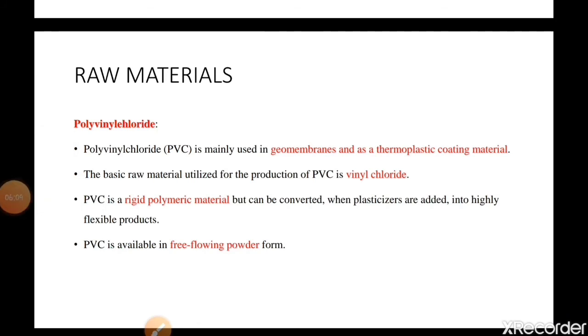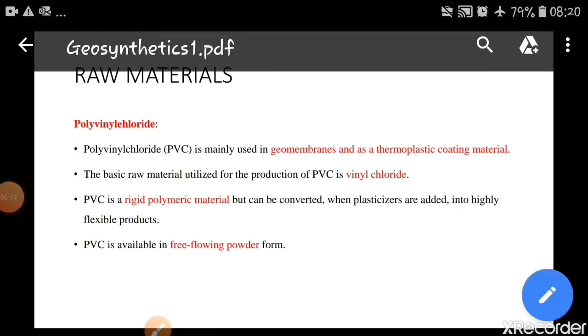Next raw material is called polyvinyl chloride. Polyvinyl chloride, PVC, is mainly used in geomembrane and as a thermoplastic coating material. The basic raw material utilized for the production of PVC is vinyl chloride. PVC is a rigid polymer material but can be converted into highly flexible products when plasticizers are added. This PVC is also available in free flowing powder form. So these are various raw materials used in the manufacture of geosynthetics.